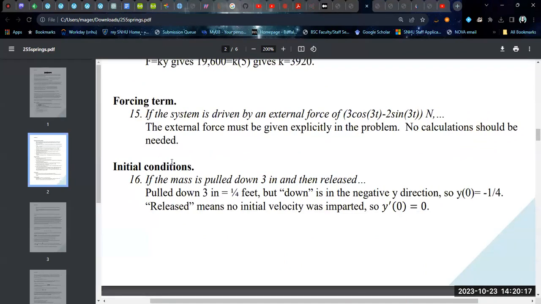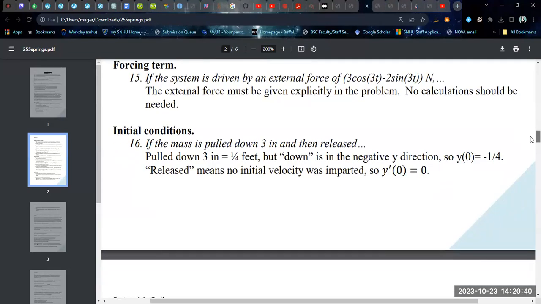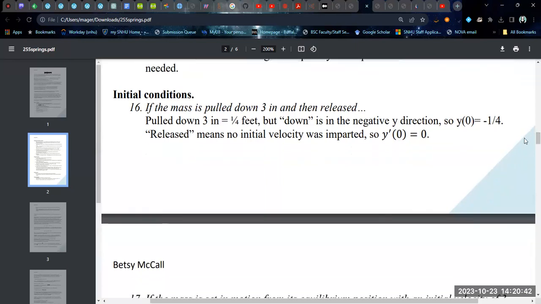The forcing term, most forcing terms, they will simply tell you what it is. So if the system is driven by an external force of blah, blah, blah, then you have it. It's in newtons, but they will just give you the function. And then finally, initial conditions. We also need these in order to finish solving our problem.